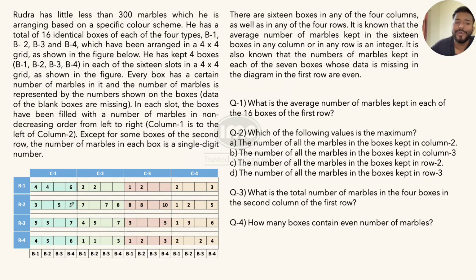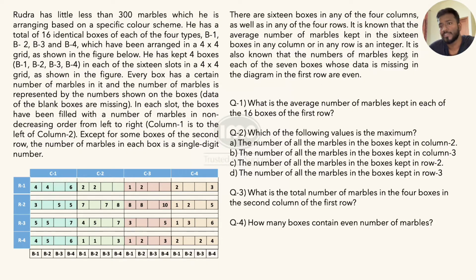I can simply say if the average of all the 16 boxes in any of the rows or any of the columns is integral, that also means the sum of all the numbers in any row or in any column has to be divisible by 16. Only then it will be an integral average, right? So we'll look for multiples of 16. That is what we could do in this particular case.